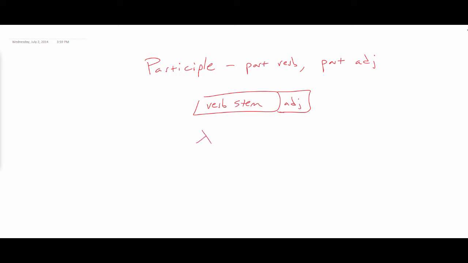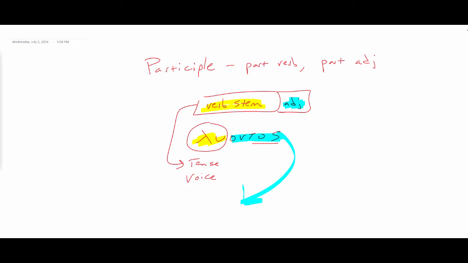So, for example, here we have luantas. You may recognize this ending as a third declension genitive ending. Here is our verb stem, and then here is our adjectival genitive masculine singular ending. So, as a verb, we have tense, we have voice. Of course, the mood we'll label as a participle. And then as an adjective, we have gender, we have number, we have case.